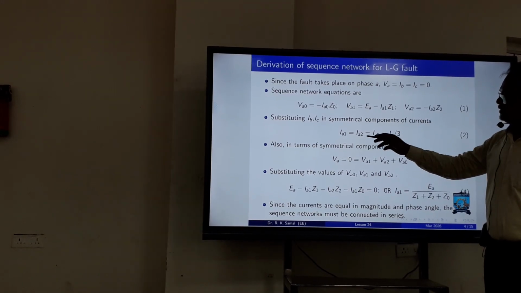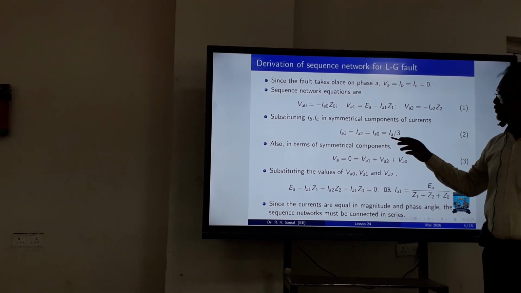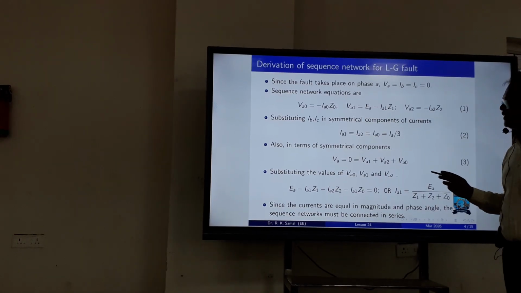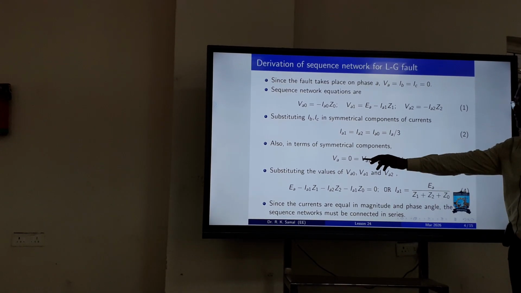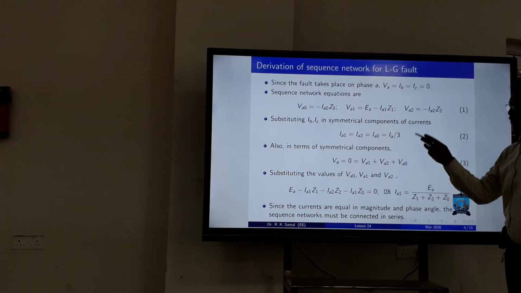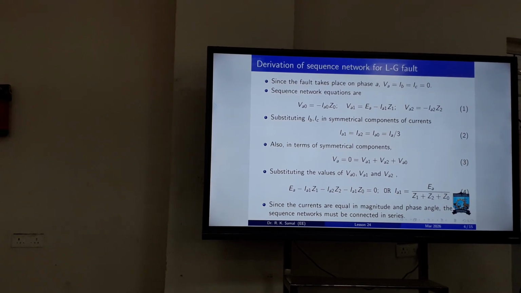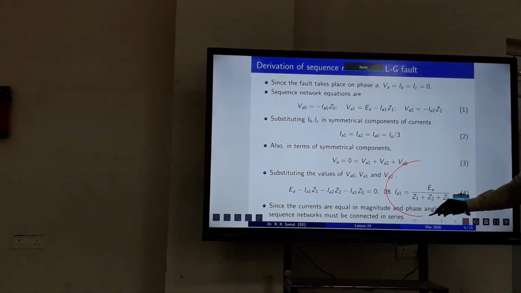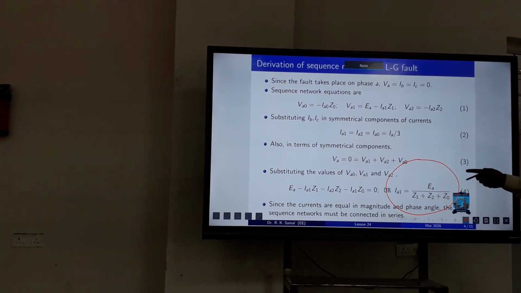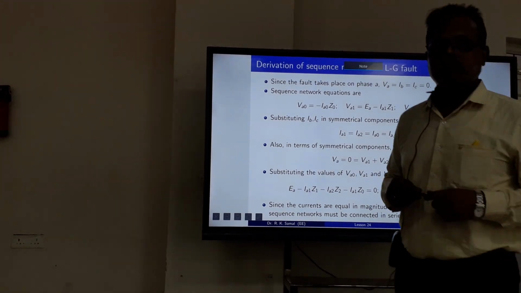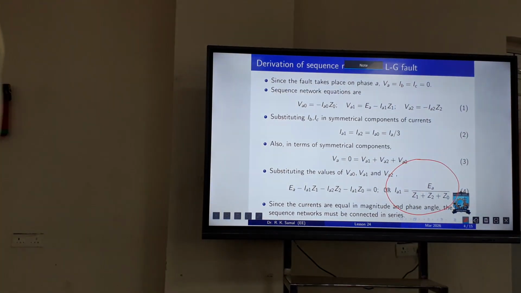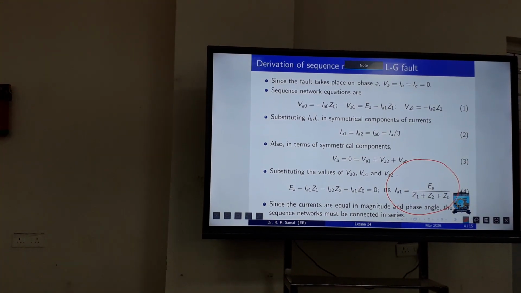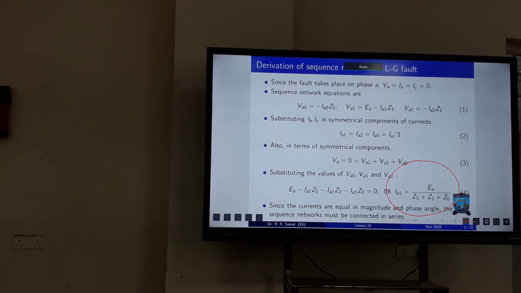Simplifying, we find each sequence current to be IA by 3. Then we find the voltage VA to be 0 and we substitute. Eventually, the fault current is given by EA divided by Z1 plus Z2 plus Z0. This derivation is not important for you. It is given only for reference, and any textbook will provide it.